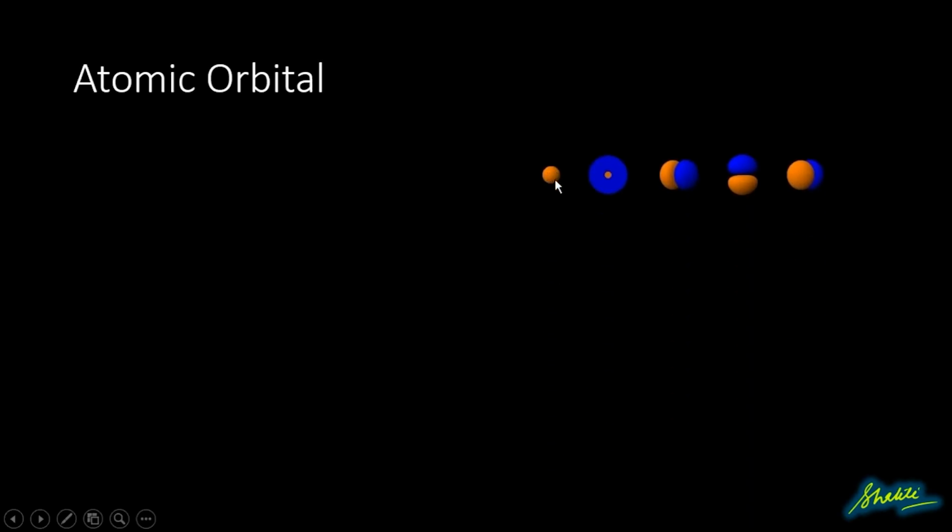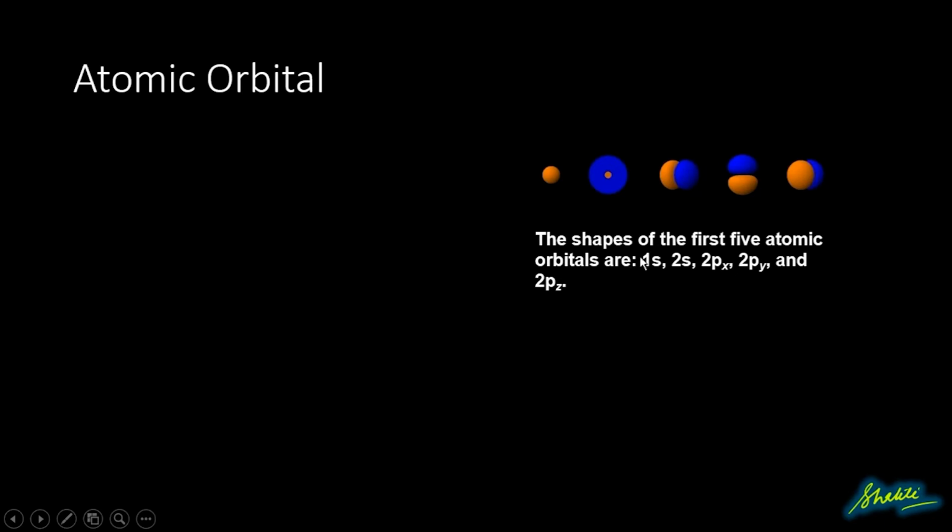You see, these are the shapes of different orbitals, s orbitals and p orbitals. There are also d and f type of orbitals. So the shapes of the first 5 atomic orbitals are 1s, 2s, 2px, 2py and 2pz.